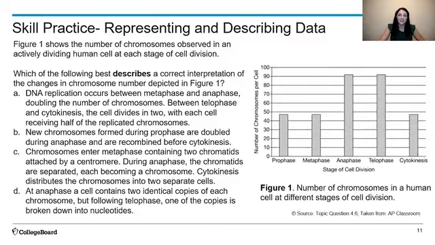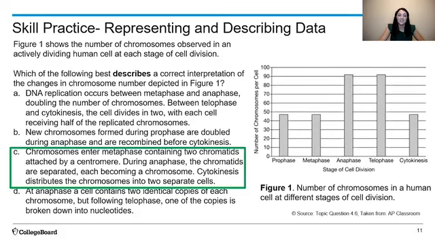All right, so you can see in figure 1 that they've given you a graph that has each of the stages of cell division and tells you the number of chromosomes per cell. Looking at the graph, we can see that anaphase and telophase both have double the number of chromosomes than the other phases of the cell cycle. So we need to look for the description that correctly identifies why anaphase and telophase have double the number, and the correct answer is choice C.